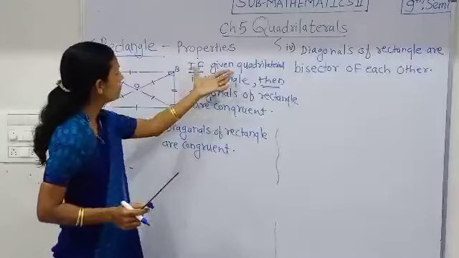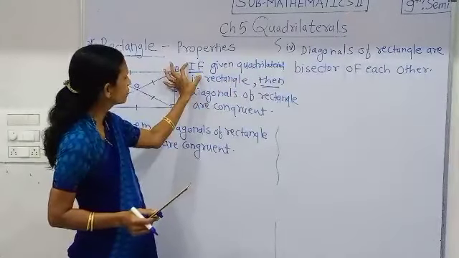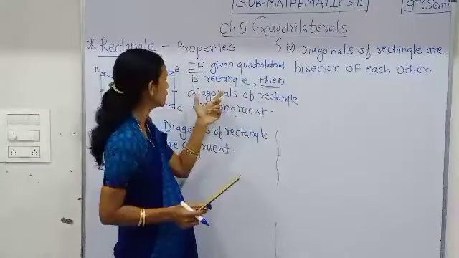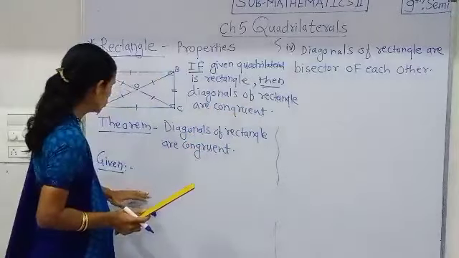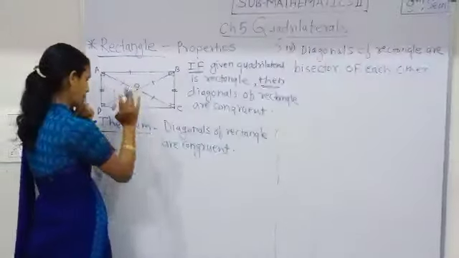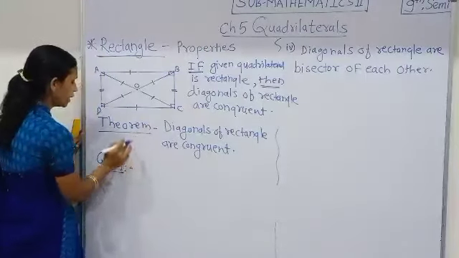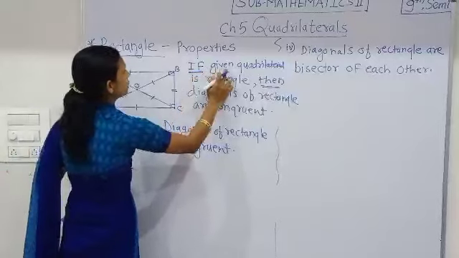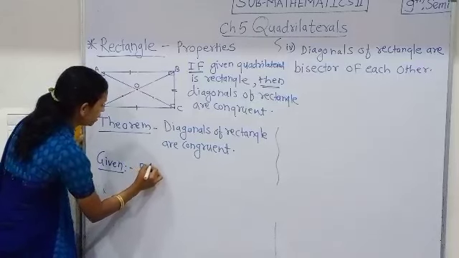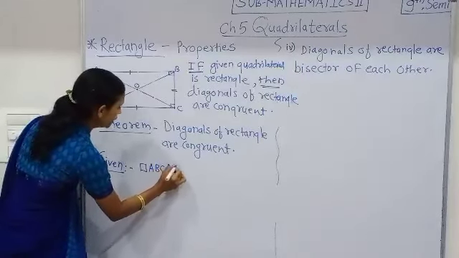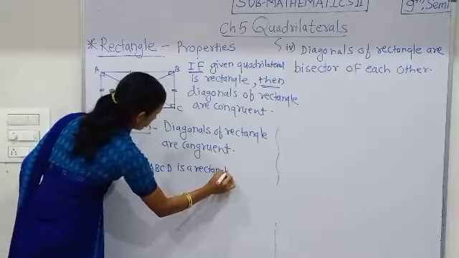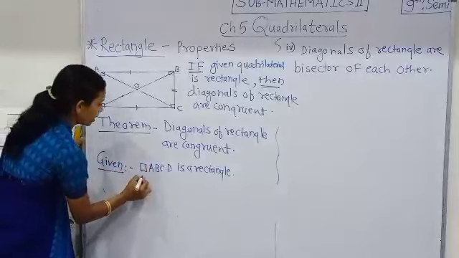Then see here, the part which is after if, that is the given concept, and the part which is after then, that we have to prove, that property. Therefore, see here, using this figure we can write the property that is given here. Given the quadrilateral is a rectangle, then we can write that quadrilateral ABCD is a rectangle, isn't it?